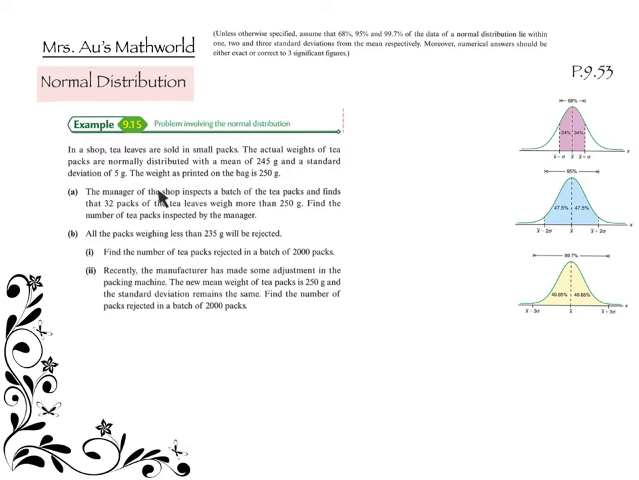So in this question, the manager inspects a batch of tea packs and finds that 32 of the packs weigh more than 250 grams. Then we need to know the original number. We know that the mean is 245, then we need to check the position of 250, and then we check the number, and multiply it back to get the original total number of tea packs inspected by the manager.